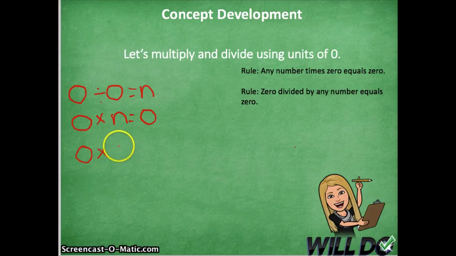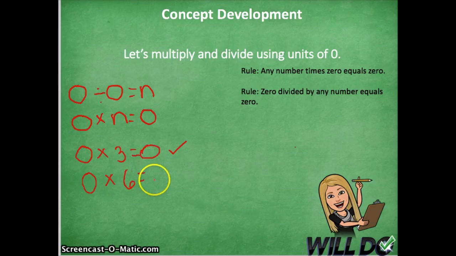0 times 3. Does it work? Any number times 0 equals 0? Is this true? Yes. 0 times 3 equals 0. How about 0 times 6 equals 0? Yes.